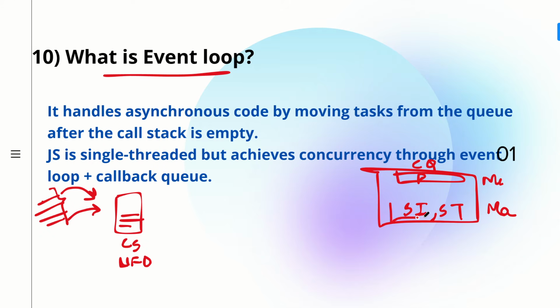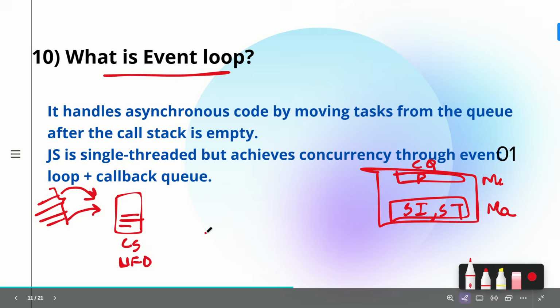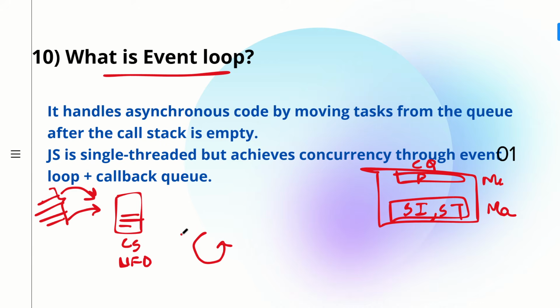Now these are our asynchronous callback functions which we have to execute. So there is something called the event loop here. What the event loop does is check whether the call stack is empty. Once the call stack is empty, it will go to the callback queue and check whether there is any function that has to be executed at priority.